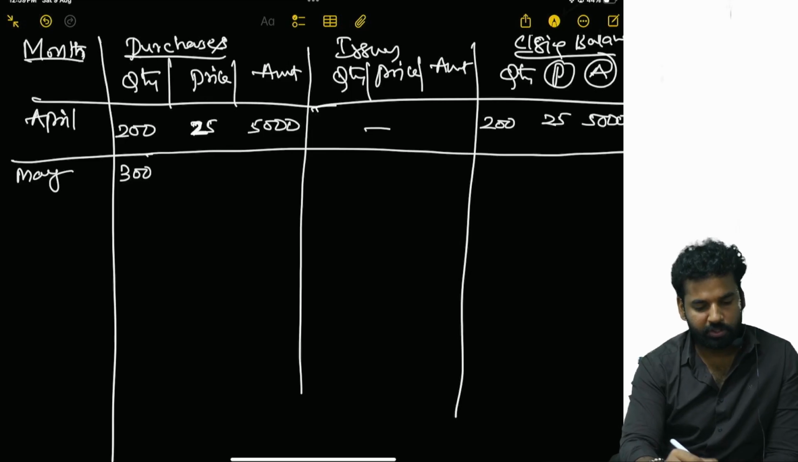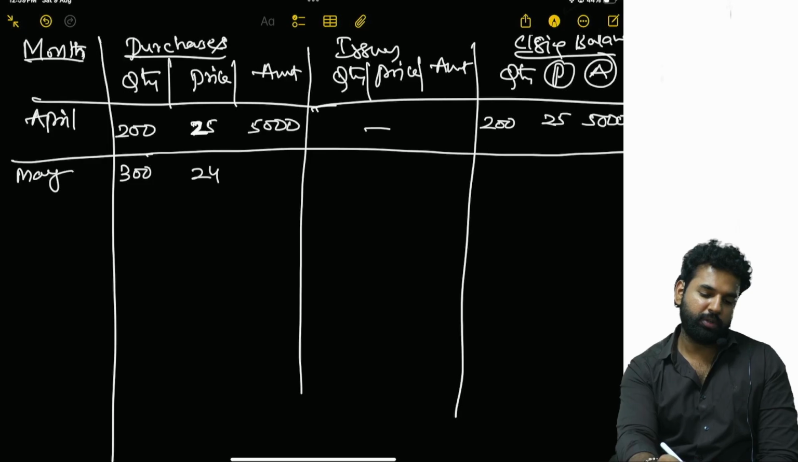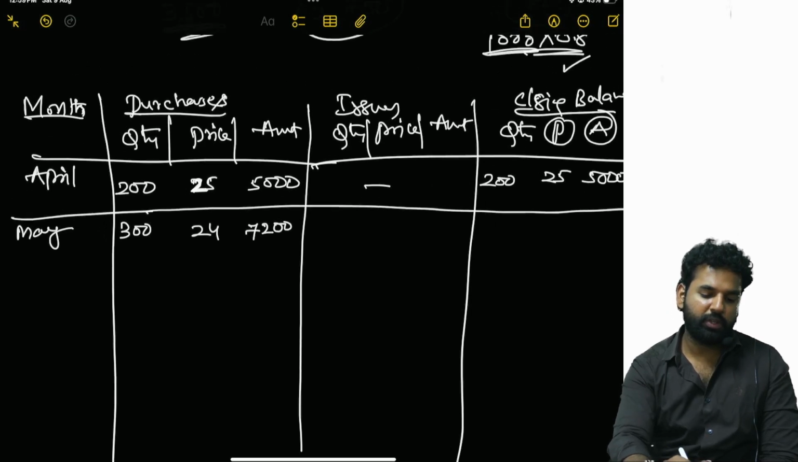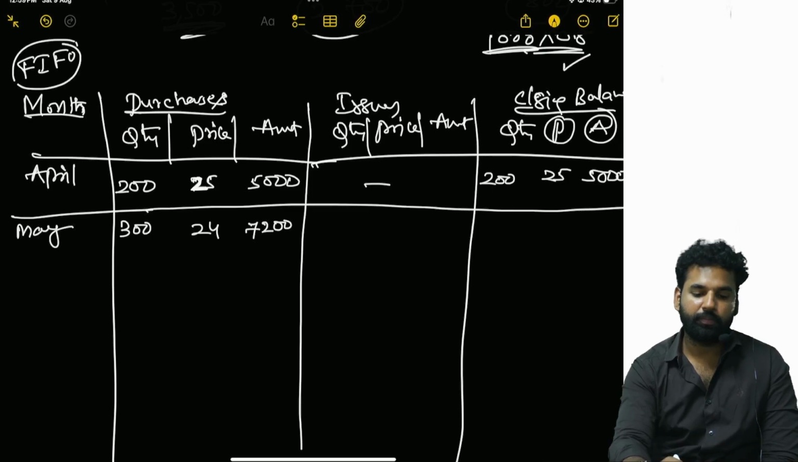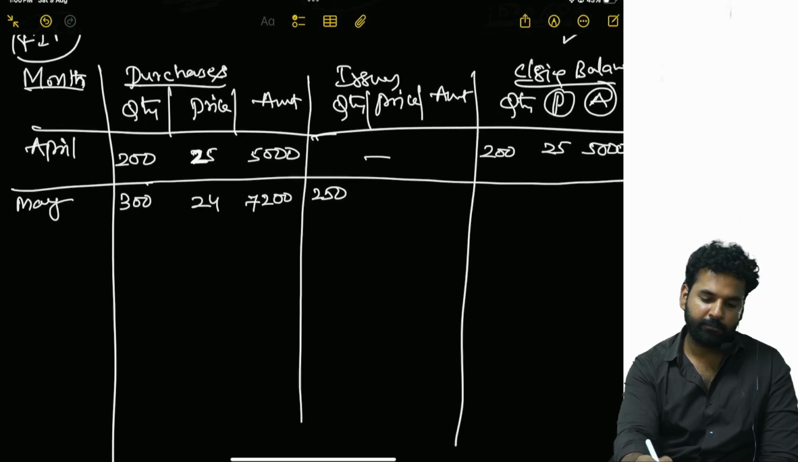300 units purchased at 24 rupees. How much? 7,200. Issues are there? How many? First you are going for FIFO. Okay, FIFO. 250 units issued. Correct? So 250 units means from what issue will be made? Out of 200 issue will be made.